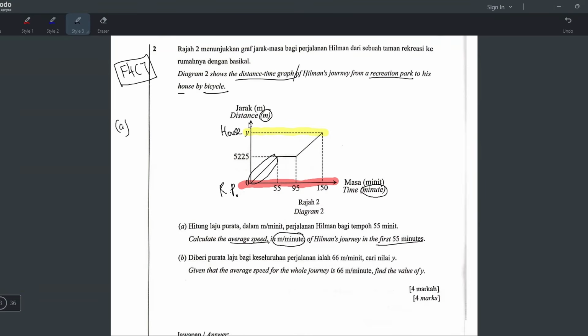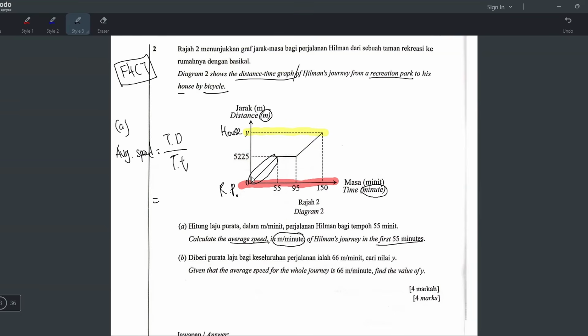But they're asking for average speed, and the average speed formula is always total distance divided by total time. So that's the correct way. Although the question has the word total, total distance, you cannot take the total for the whole journey, because they have said only for the first 55 minutes.